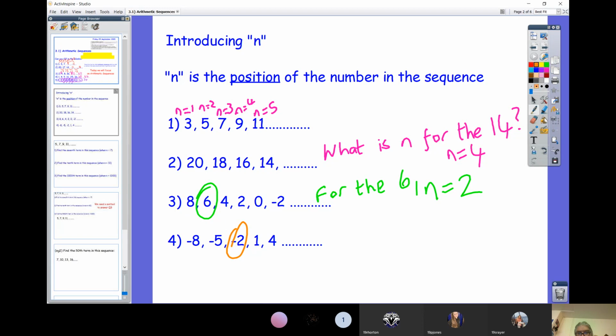Yeah, simple as that. Absolutely. So for the minus 2, n equals 3. You won't quite understand why I'm making a big deal about that at the moment, but that's going to be really important shortly.